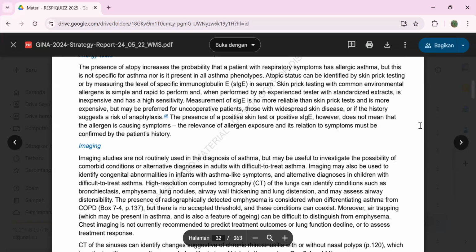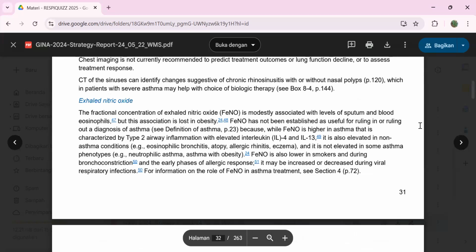The presence of radiographically detected emphysema is considered when differentiating asthma from COPD, but there is no accepted threshold and these conditions can coexist. Moreover, air trapping, which may be present in asthma and is also a feature of aging, can be difficult to distinguish from emphysema. Chest imaging is not currently recommended to predict treatment outcomes or lung function decline or to assess treatment response. CT of the sinuses can identify changes such as signs of chronic rhinosinusitis with or without nasal polyps, which in patients with severe asthma may help with choice of biologic therapy.